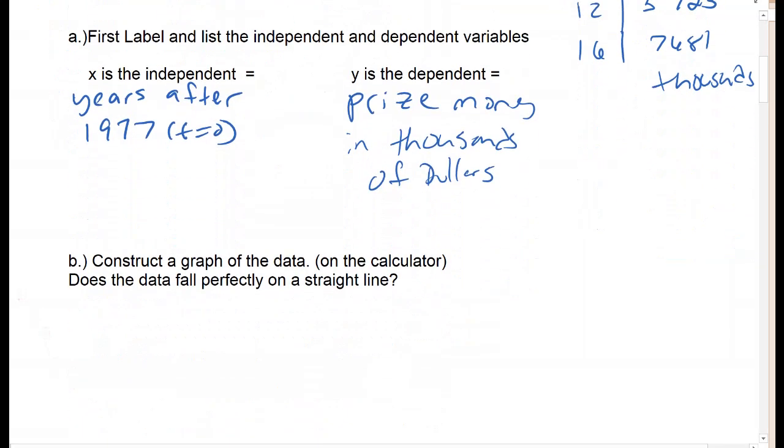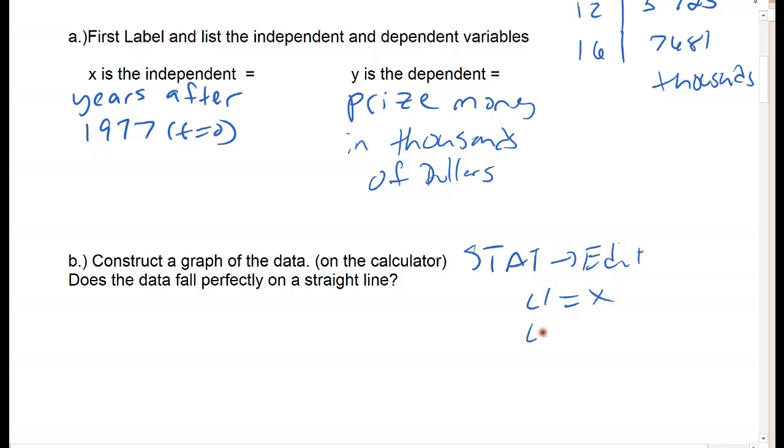I'm going to do a scatter plot, drawing the points on my calculator. We do this using the stat key. This is statistics, so we're going to use the stat key, the one we used when we found our one variable statistics. I'm going to go to edit.